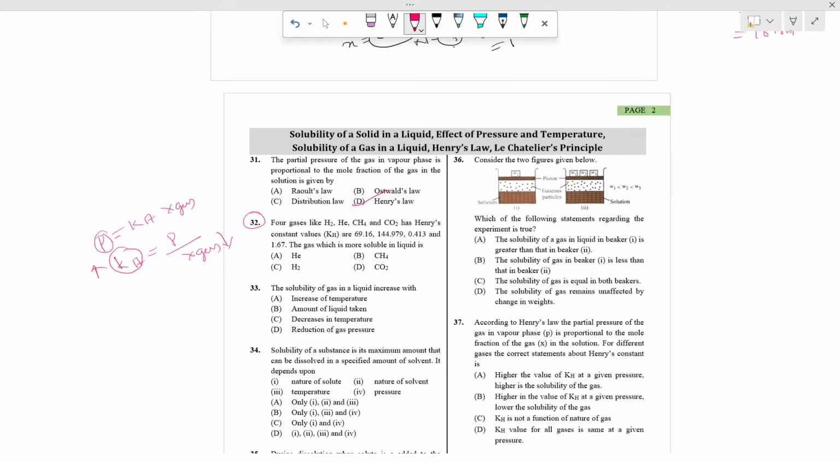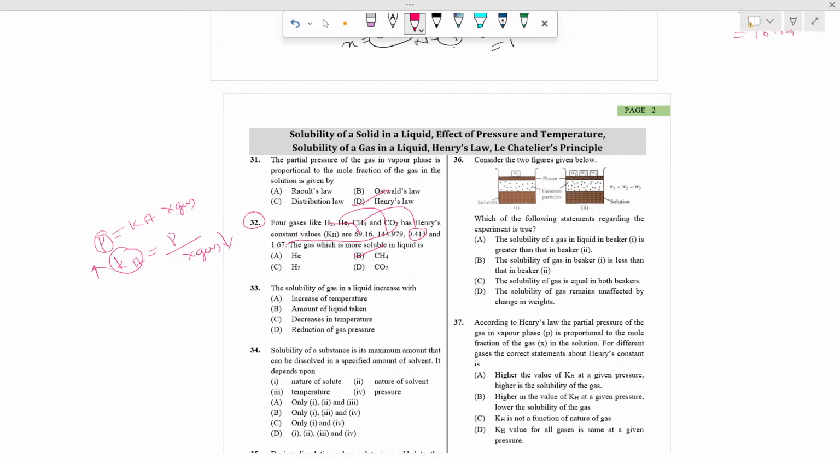So which one is having the smaller KH value here? If you observe carefully, hydrogen is 69, helium is 144, CH4 is 0.413 and carbon dioxide is 1.67. Which one is having less? That is CH4, the third value. So methane is the answer. The one having the smaller KH value will have greater solubility. It is inversely proportional, no? If this is smaller, then this will be greater.